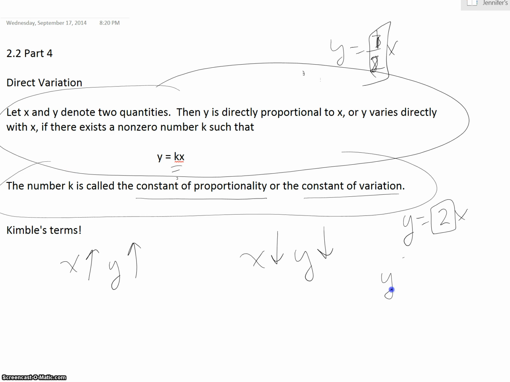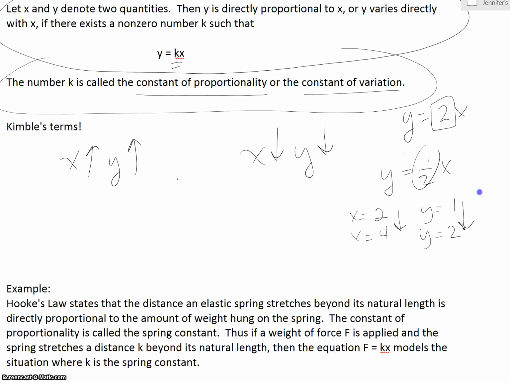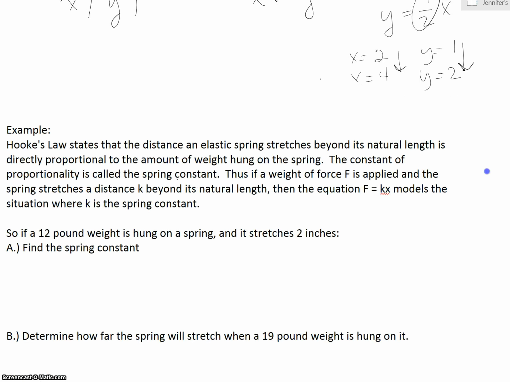So what if we had a fraction, 1/2 x? Well, still, if x is getting bigger, the y is getting bigger, because if x is 2, then the y would be 1. If x is 4, 4 times 1/2, y would be 2. So see, as x gets bigger, the y gets bigger. And this is the constant of proportionality, which tells you how to get between the two. So let's keep moving. All right, here's an example.